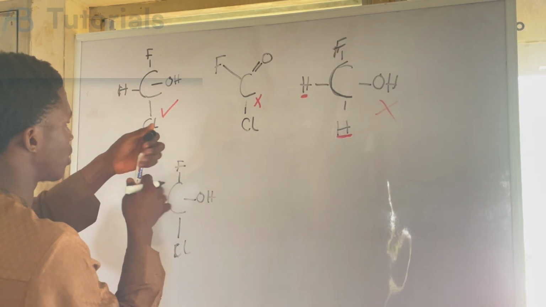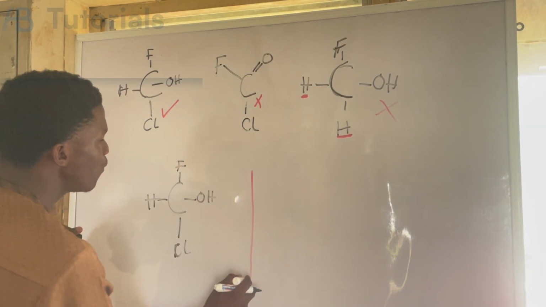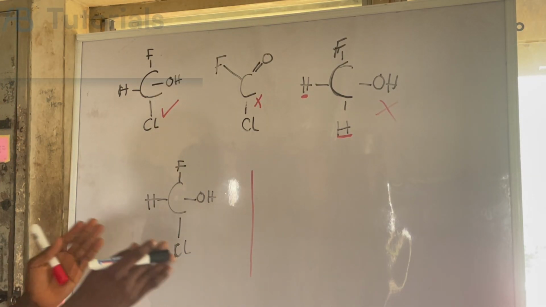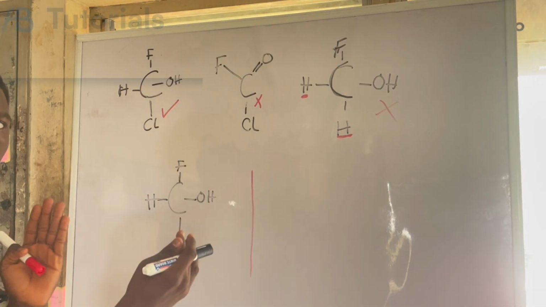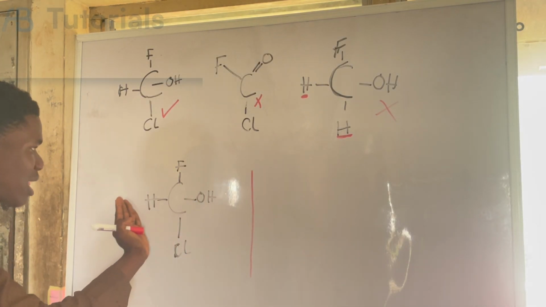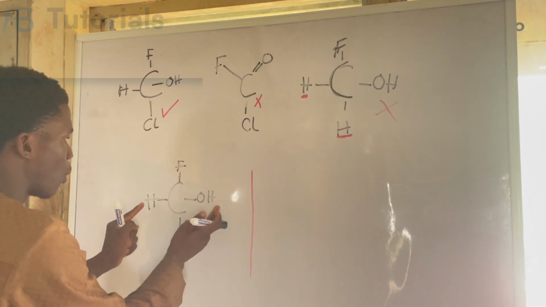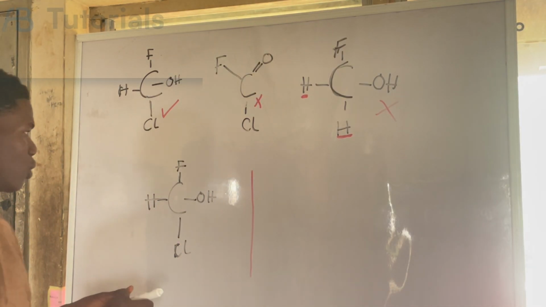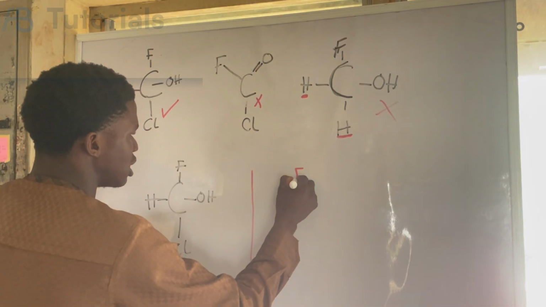So if this is the mirror, don't forget one thing about a mirror: a mirror does lateral rotation. Mirrors will not do vertical rotation. They only do lateral rotation. So it means that it is only this OH and this H that will be flipped in the mirror. So we are going to have something like this in the mirror.